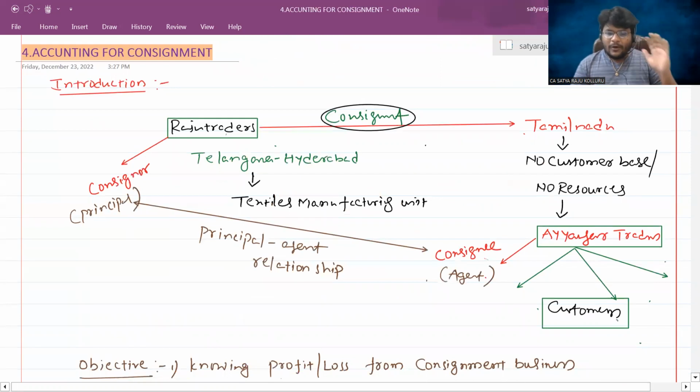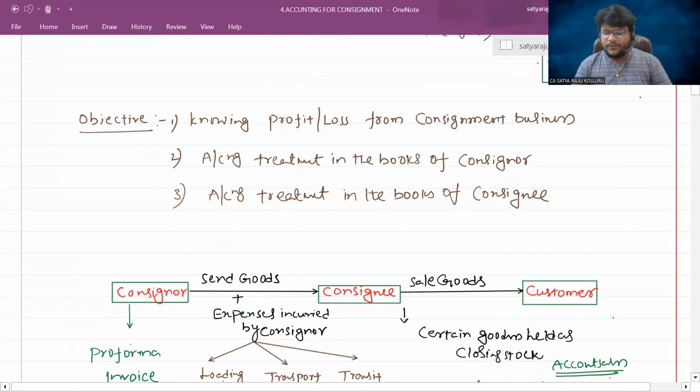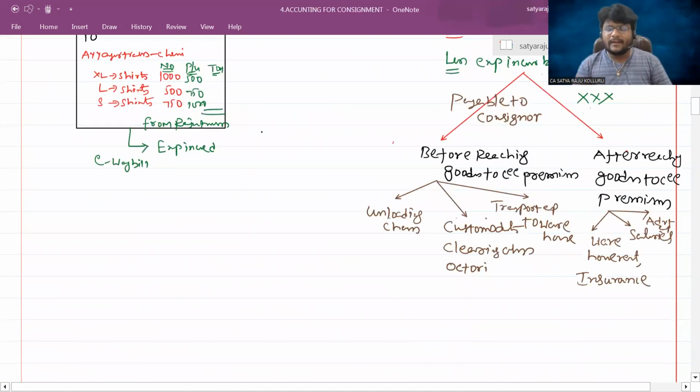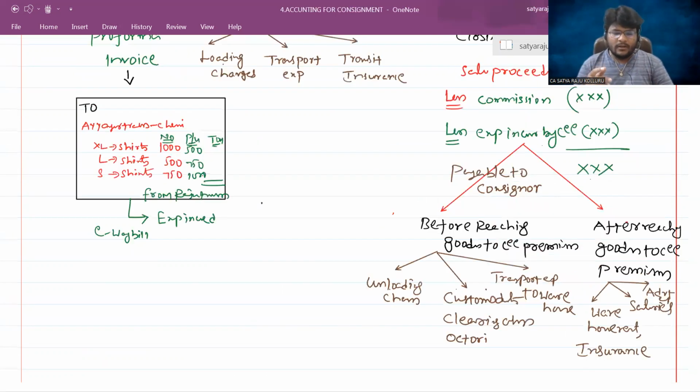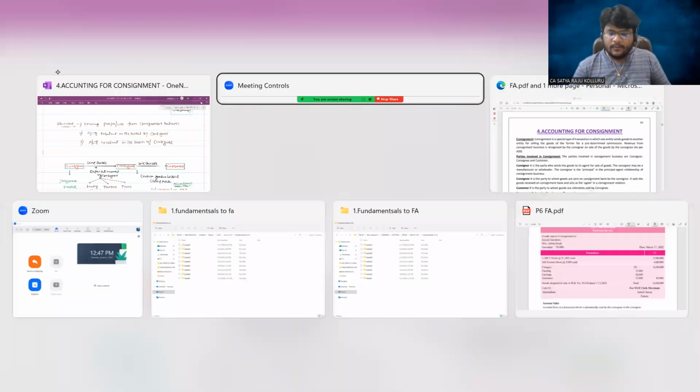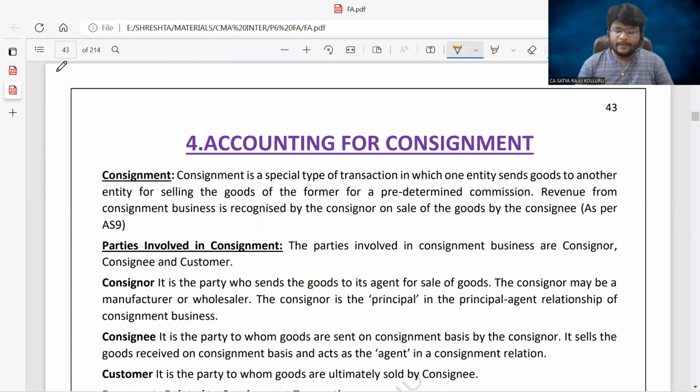Sir, now this session we started with the intro. After that, I explained the objective, and we are explaining the consignment business in detail, a little bit in detail. Now concentrate. Let me first discuss something with our material, then we will move on with the objectives, guys. I don't want to directly move on with the objective. First, let me check certain content with the material.